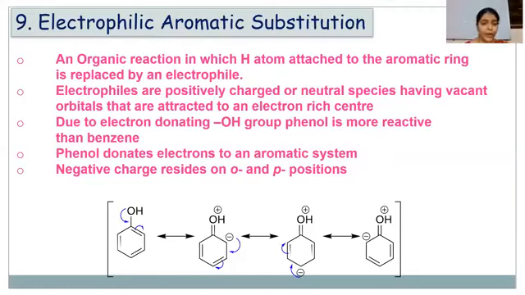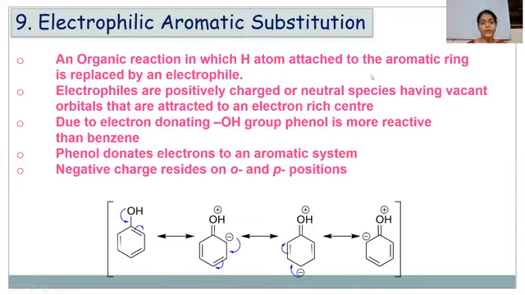Due to electron donating hydroxyl group, phenol is more reactive than benzene. Benzene is also already susceptible towards the electrophilic aromatic substitution reaction. But when OH group is attached, it becomes electron donating. It can donate lone pair of electrons of oxygen to the ring and produce negative charge on the ortho and para positions. Phenol donates electrons to an aromatic ring and produces negative charge on ortho and para position.